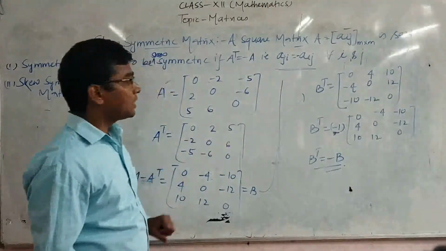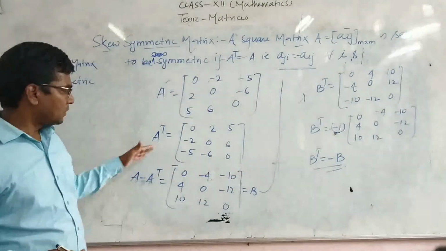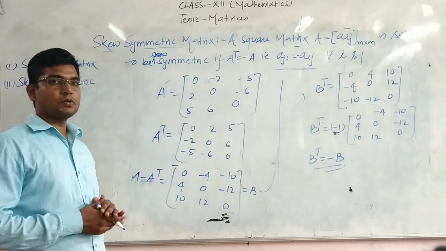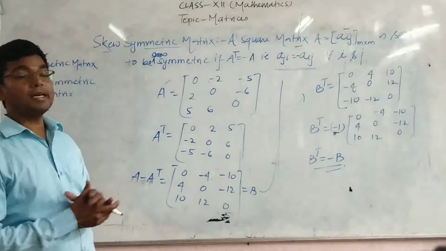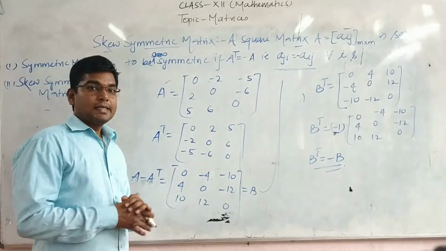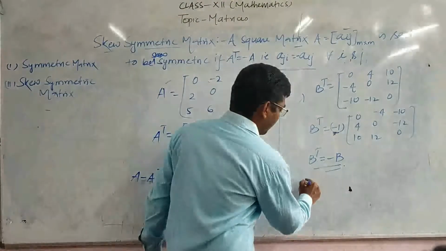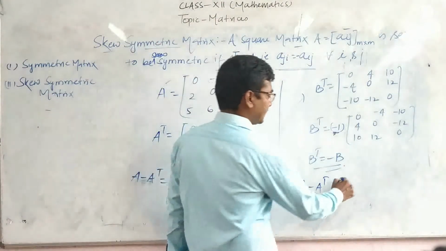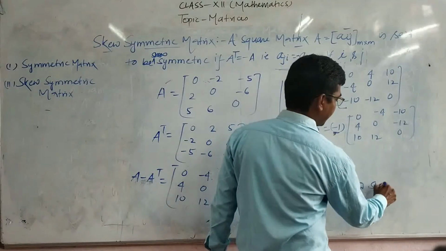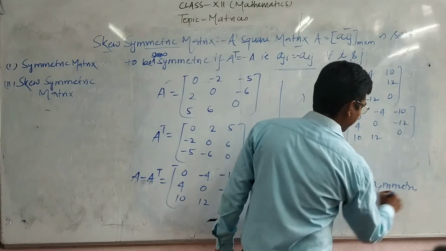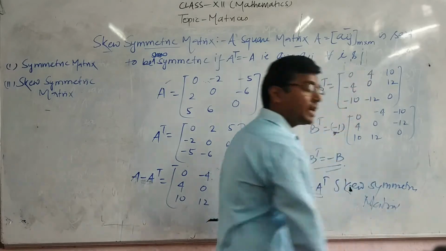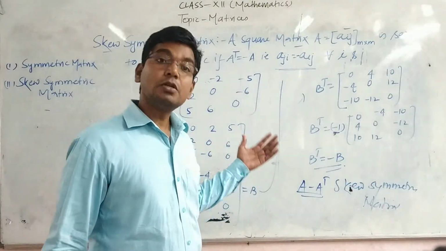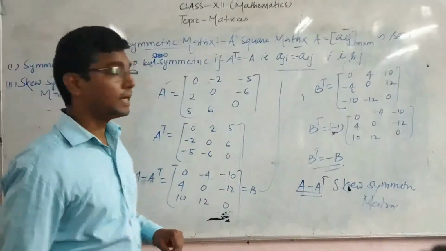So from here you can observe that the difference of the original matrix and the transpose of that particular matrix will always be a skew symmetric matrix. It is also skew symmetric. So let us check whether it will hold for a matrix which is not skew symmetric. Let us take another example.